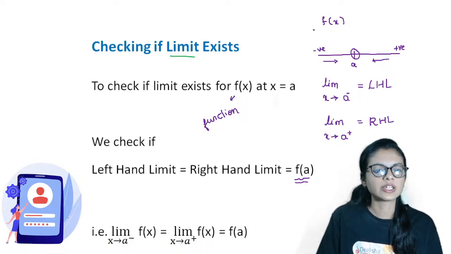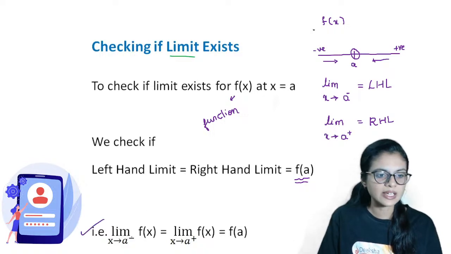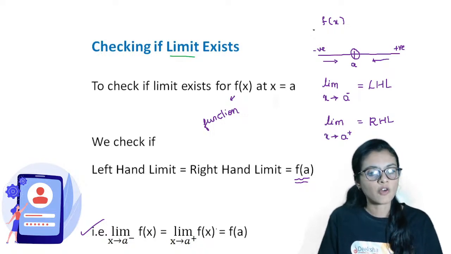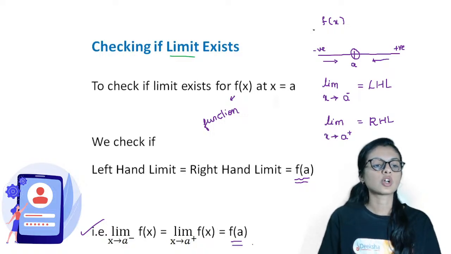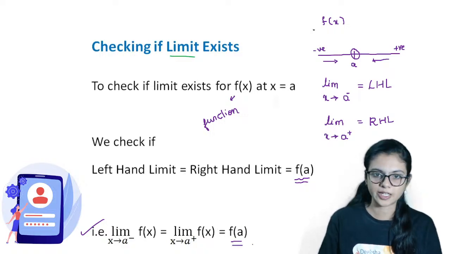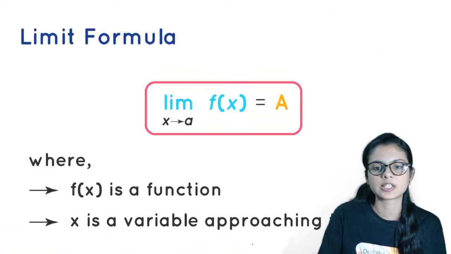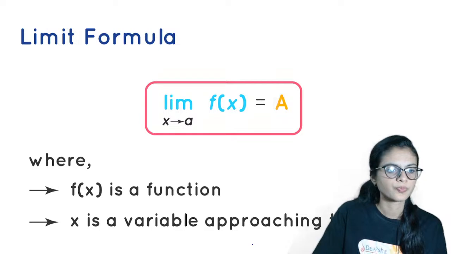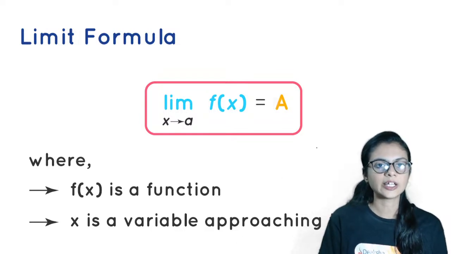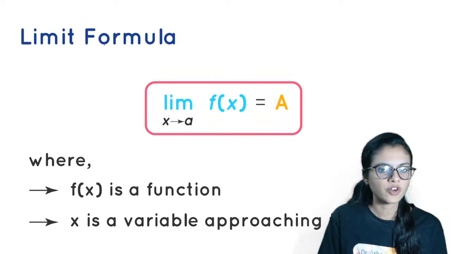So it's given here. For example, limit of x tends to a minus f of x is equal to limit of x tends to a plus f of x, which is equal to f of a. So f of a is the limit here. This is very basic in limits. This is the first concept that exists in limits. Is that clear? So this is a direct limit formula.